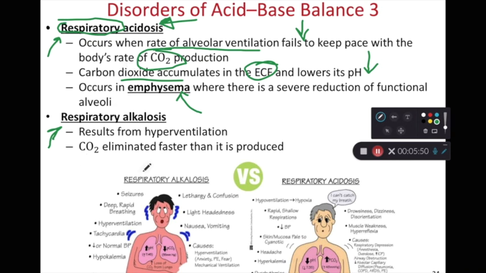We can have respiratory alkalosis when we breathe in and out too much. If we're eliminating carbon dioxide faster than our body's making it, that is going to lower the carbon dioxide concentration in the extracellular fluid, notably the blood plasma, and elevate the body's pH, resulting in alkalosis.